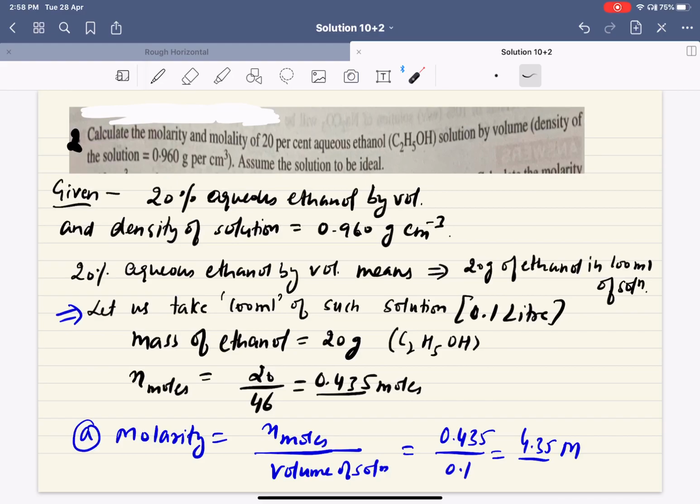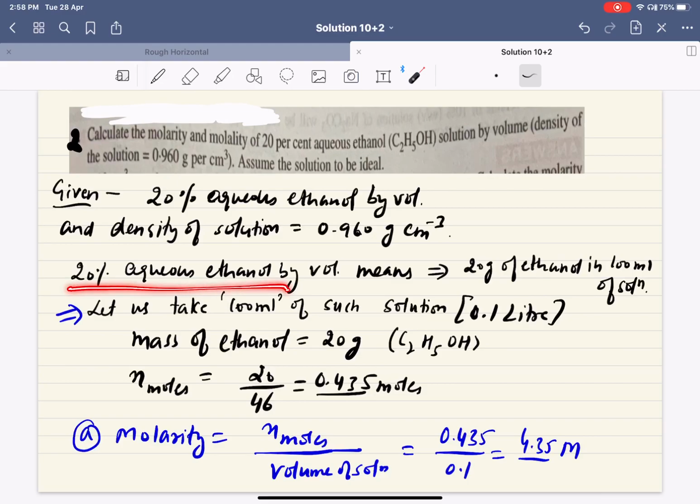Now come to the second numerical. Calculate molarity and molality of 20% aqueous ethanol solution by volume whose density is 0.960 ग्राम पर सेंटीमीटर क्यूब. अज्यूम द सॉल्यूशन टू बी आइडल. ओके, अभी आइडल और नॉन आइडल की बात नहीं करते, ये लिखा ना लिखा बराबर ही है हमारे लिए. ठीक है. So what is given is that there is 20% aqueous solution of ethanol and the density of that solution is 0.960 gram per centimeter cube.